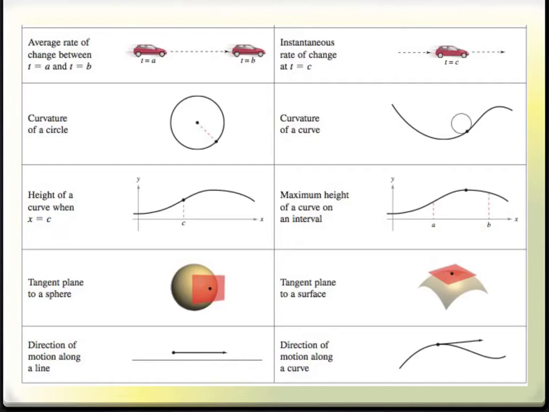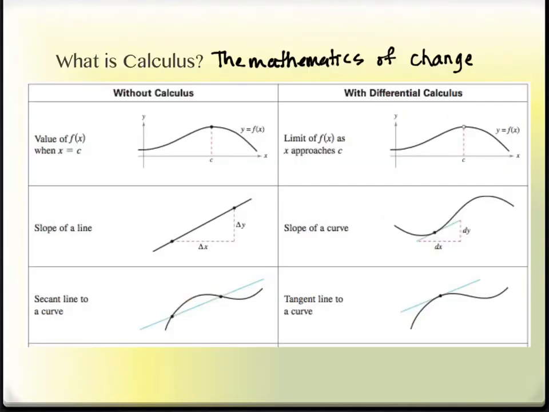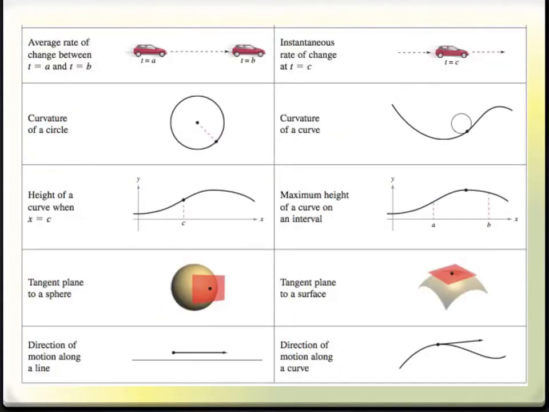With pre-calculus, we can find the height of the curve at x equals c. So you can find just a specific height. That's kind of like this first one over here. Like you can find the value there. But the comparison that it's making on this one is that with calculus, we can actually find the maximum height, where it actually peaks.